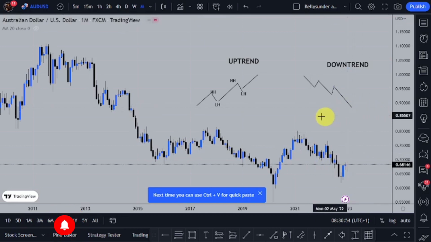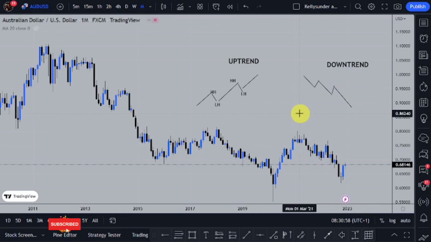So overall, you have seen how the market structure is when it's in an uptrend, forming higher high, higher low, higher high. You know that yes, this is an uptrend. And if it's in a downtrend, you'll be seeing lower highs, lower low, that is LL, then a lower high, which is LH. You understand? That's just the abbreviation.